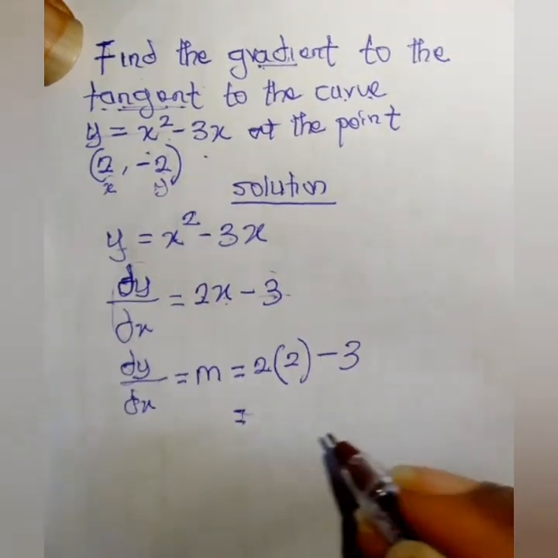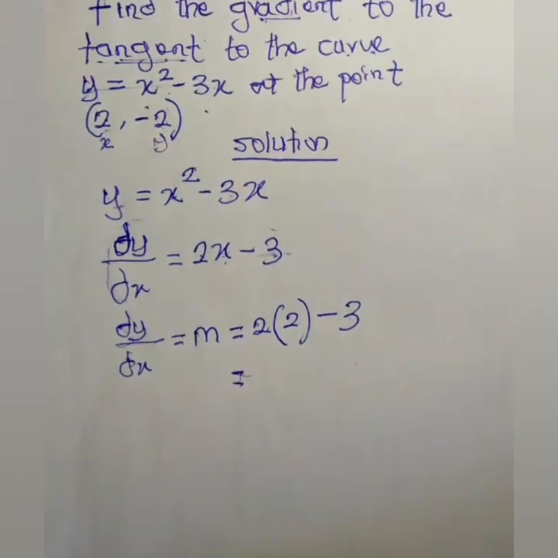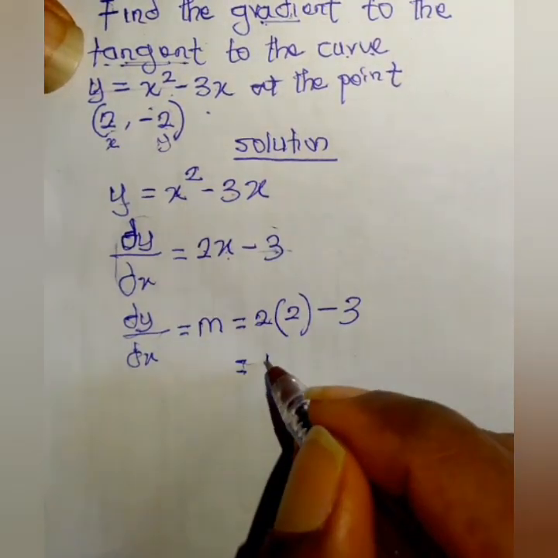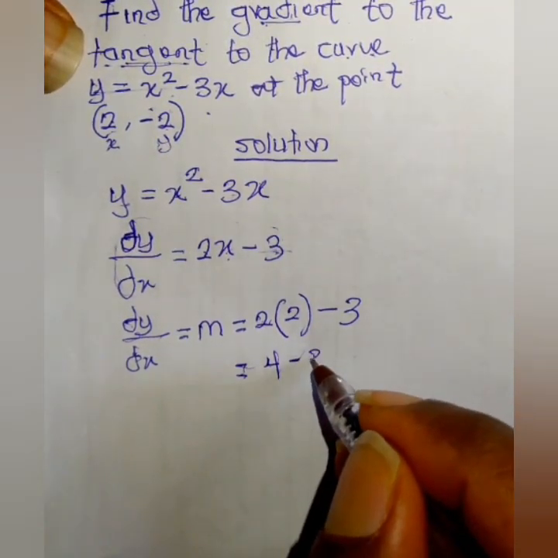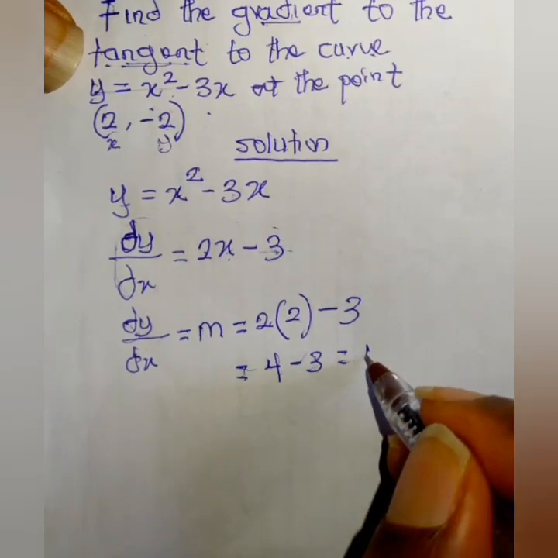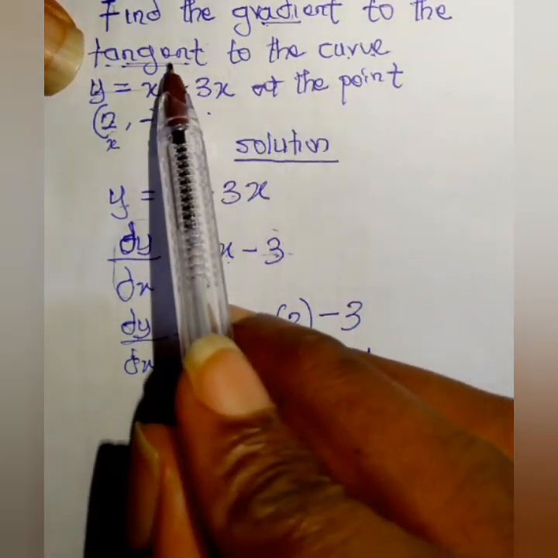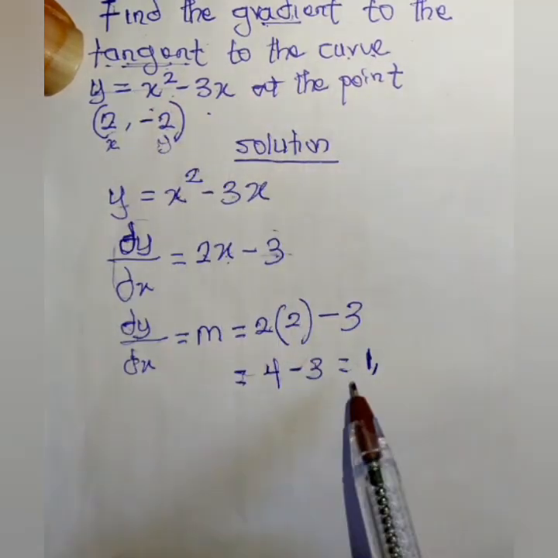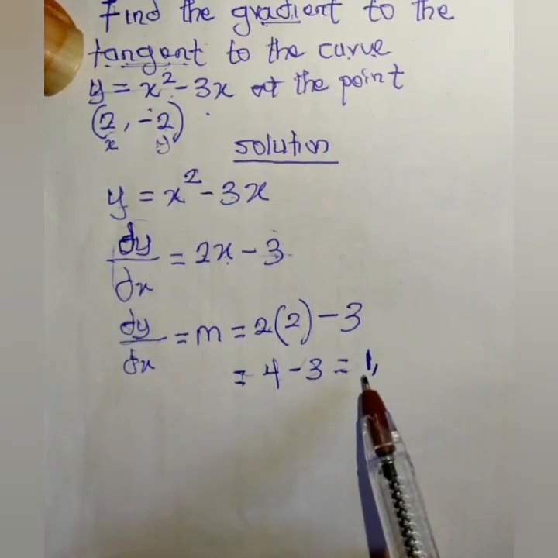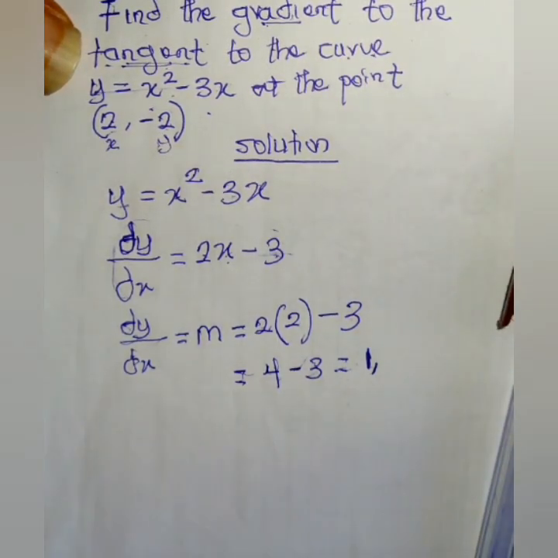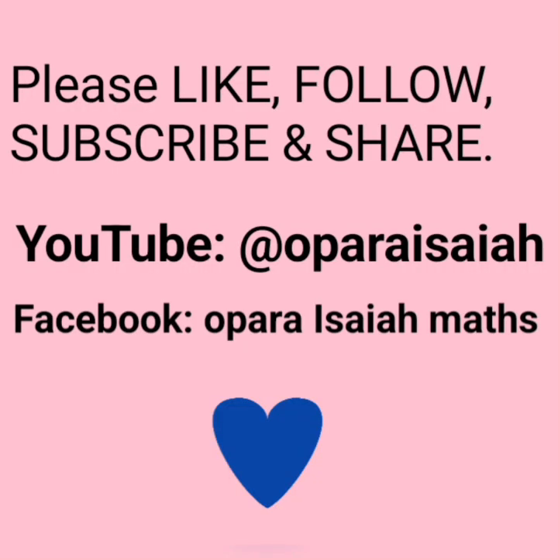At the end, 2 times 2 will give me 4. 4 minus 3, and my answer there is what? 1. So the gradient of this tangent to the curve is equal to 1. Thank you.